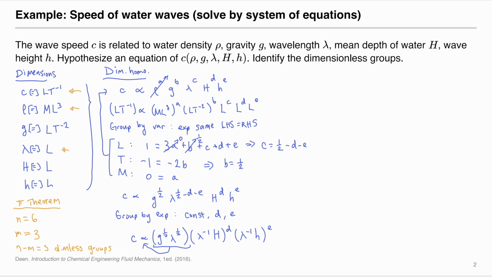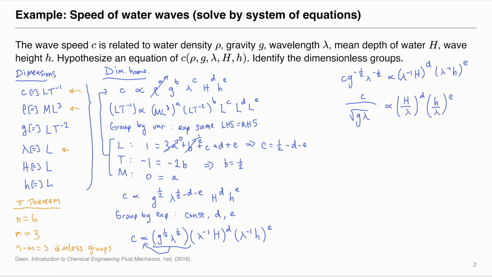And this gives us C G minus 1/2 lambda minus 1/2 is proportional to lambda minus 1 H raised to the power of D and lambda minus 1 H to the E. If this still looks unfamiliar to you, you can also rewrite it in terms of fractions. So C divided by square root of G lambda is proportional to H divided by lambda raised to the power of D, and small h divided by lambda raised to the power of E.